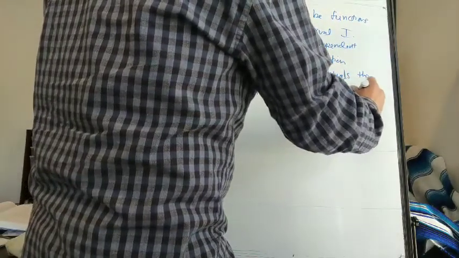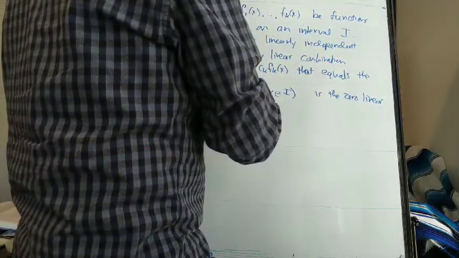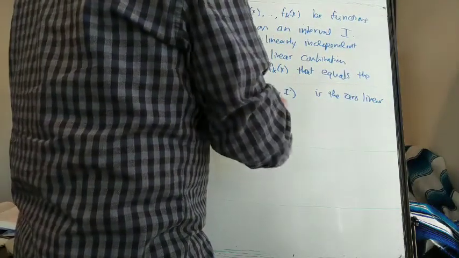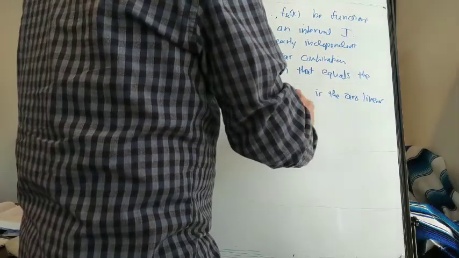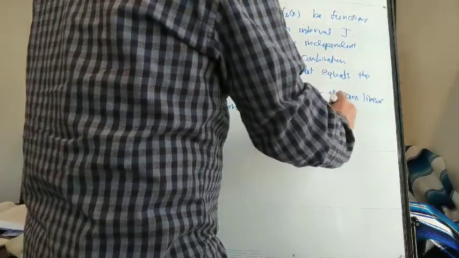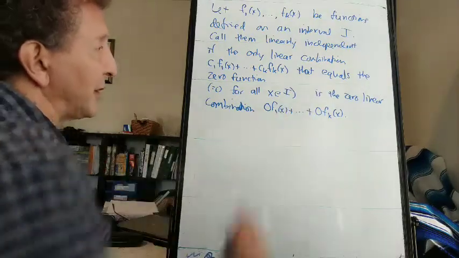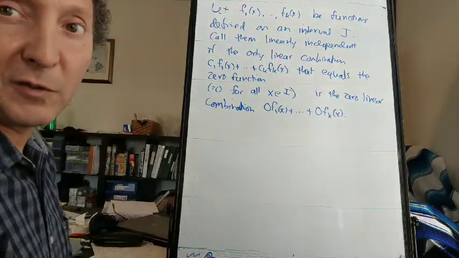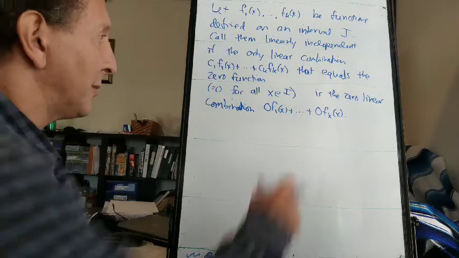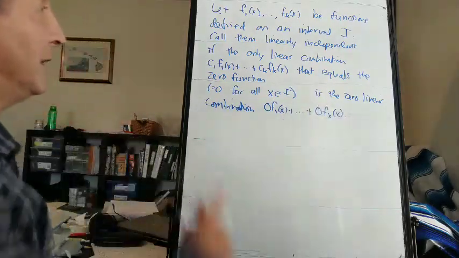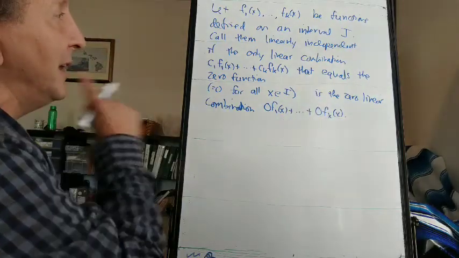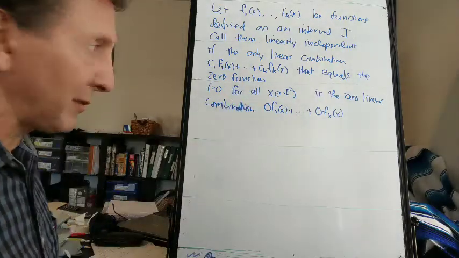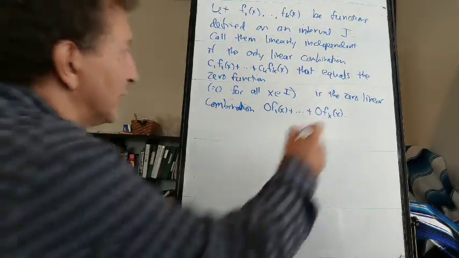is the zero linear combination: 0 f1 plus 0 f2, etc. up to 0 fk. Certainly that's going to be one linear combination of the functions that's equal to the zero function. No matter what x you plug in, you get 0. So we'll call the collection linearly independent if that's the only linear combination of the functions that's equal to the zero function.